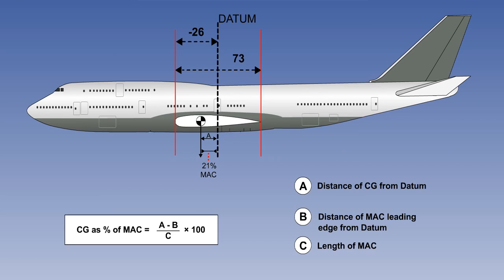Here is another example using the same percentage aerodynamic chord formula, but this time we are required to find distance A. Notice that the aeroplane looks the same as our previous example, but the datum is changed. Remember, the datum is set by the manufacturer. The values given are B, which is minus 26 inches, C, which is 73 inches, and percentage mean aerodynamic chord is 21%. The distance of the centre of gravity from the datum A is the unknown value to be calculated.